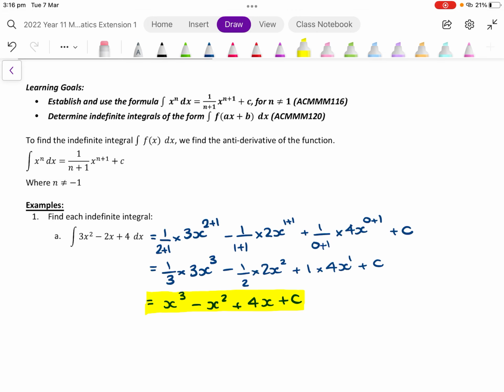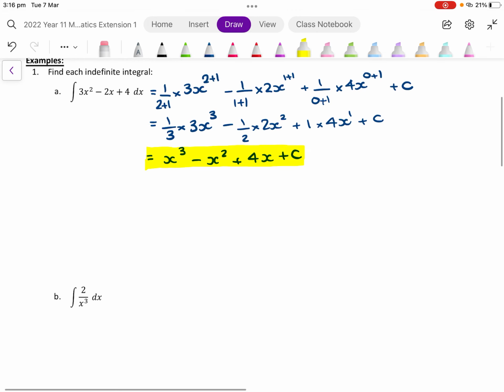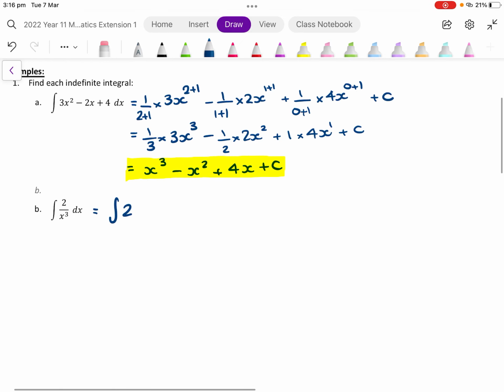Our next example that we're going to look at is finding the indefinite integral of 2 over x cubed. What we want to do is change how we have a fraction to have a negative index. So this will equal the integral of 2x to the power of negative 3 dx.